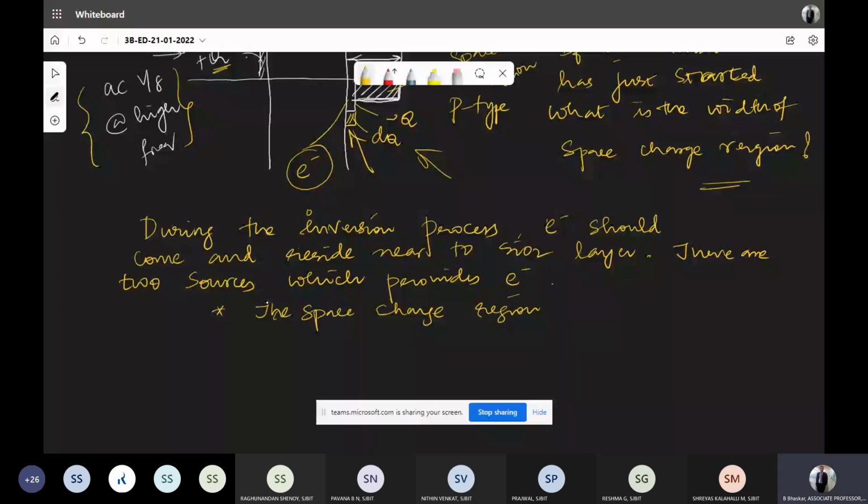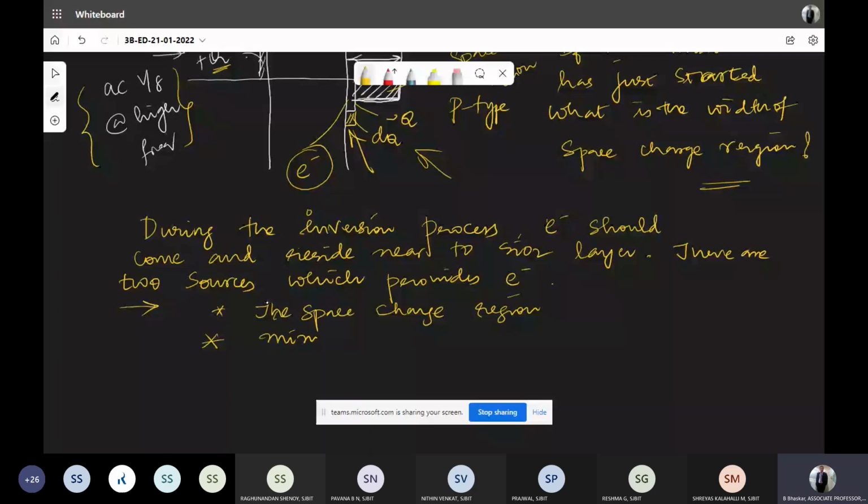The moment you start applying a larger voltage here, the space charge region will start releasing the electron. If it is releasing an electron, it also has to release what? A hole. So basically, an electron-hole pair is getting created there. We are interested in the amount of electrons which are coming towards the silicon dioxide. So one of the sources is the space charge region itself. This was discussed in the last class. Apart from this, a small amount of charge carriers will also be provided by one more pillar. And who is that?